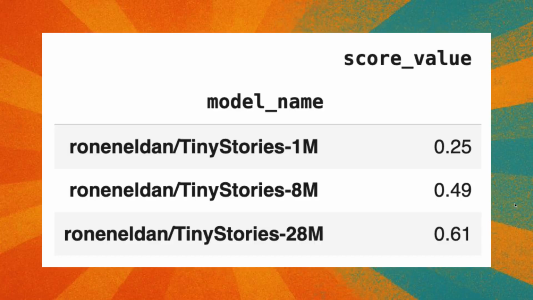So first of all, let's look at what was the average value across all categories, all criteria for each model. This is a maximum of 1.0 and a minimum of 0.0. So as I would expect, as model size increases, the average score value increases. So the 1 million parameter model, which in this case has 3.7 million parameters, has an average score of 0.25. The 8 million parameter model, which is closer to 20 million parameters, has an average score of about 0.5. And the 28 million parameter model, which has about 60 million parameters, has an average score of 0.61.